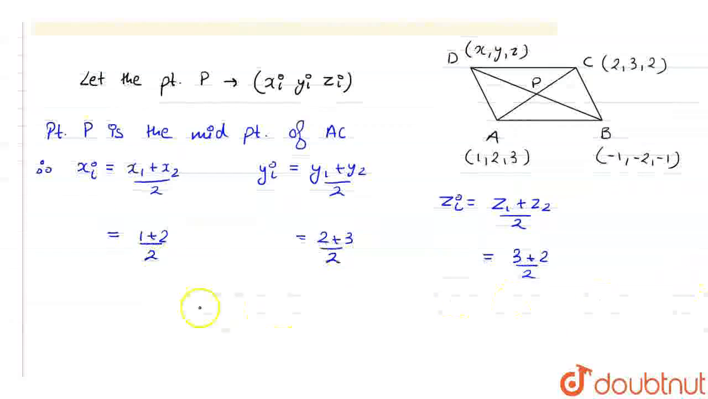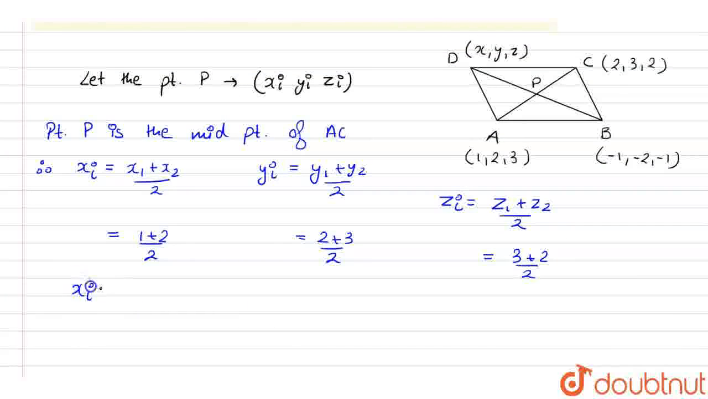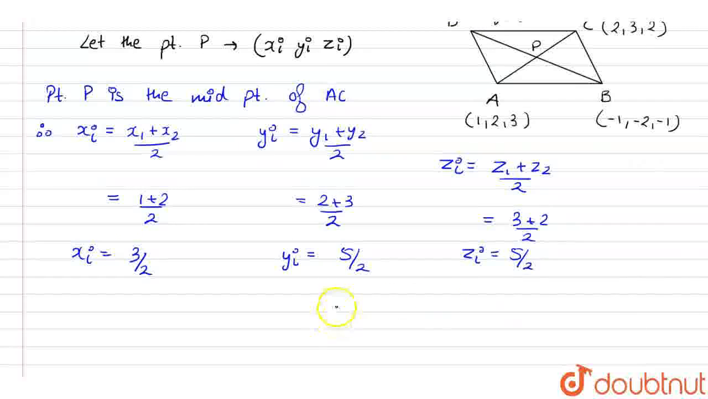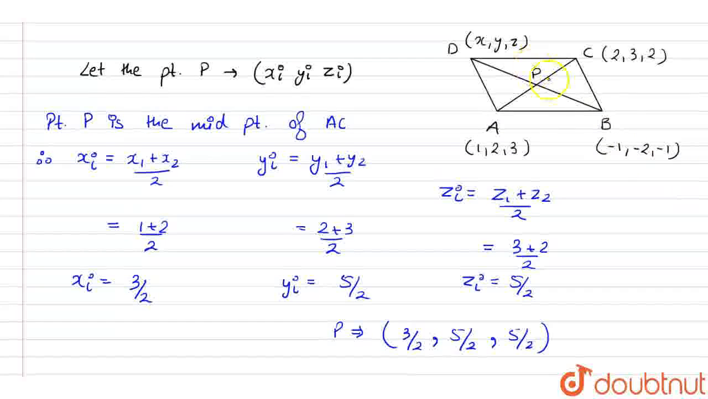If we simplify this, we get the value of xi as 3 by 2, the value of yi as 5 by 2, and the value of zi again as 5 by 2. So the point P is (3/2, 5/2, 5/2). Now we have found this point P. We also know that this point P is the midpoint of diagonal BD.